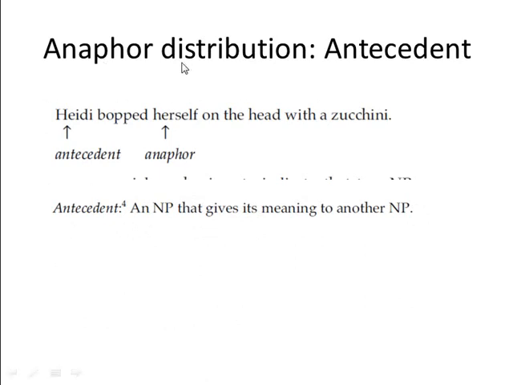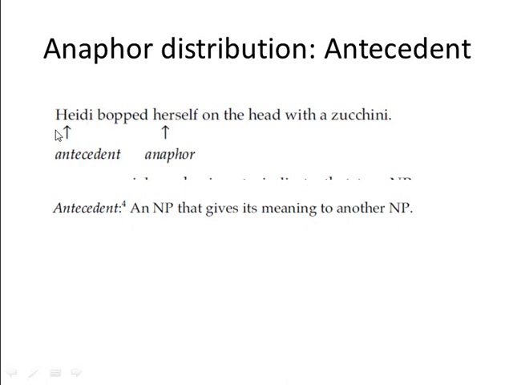Okay, next. Here we have distribution. First is anaphor distribution. The distribution of anaphors is divided into two, antecedent and co-indexation. We'll have a look at co-indexation after this. First, antecedent. What is an antecedent? Apakah antecedent itu? An antecedent is a noun phrase that gives its meaning to another noun phrase. Antecedent adalah noun phrase yang memberikan makna kepada noun phrase yang lainnya.